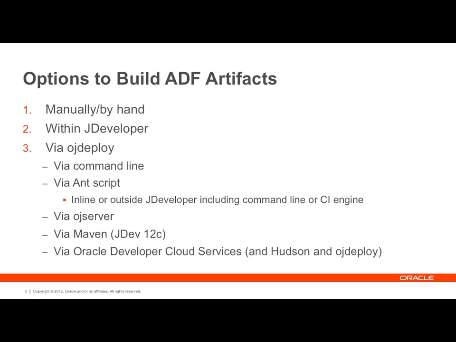The ojdeploy utility is used from the command line or Apache Ant. It can even be used to call another utility called ojserver for large builds requiring lots of different packages to be built. In the future, it will be callable from Apache Maven via an ojdeploy plugin that will be provided in JDeveloper 12c. And indeed, ojdeploy itself is used in Oracle Developer Cloud Service via the Hudson server, the continuous integration server being deployed on that.